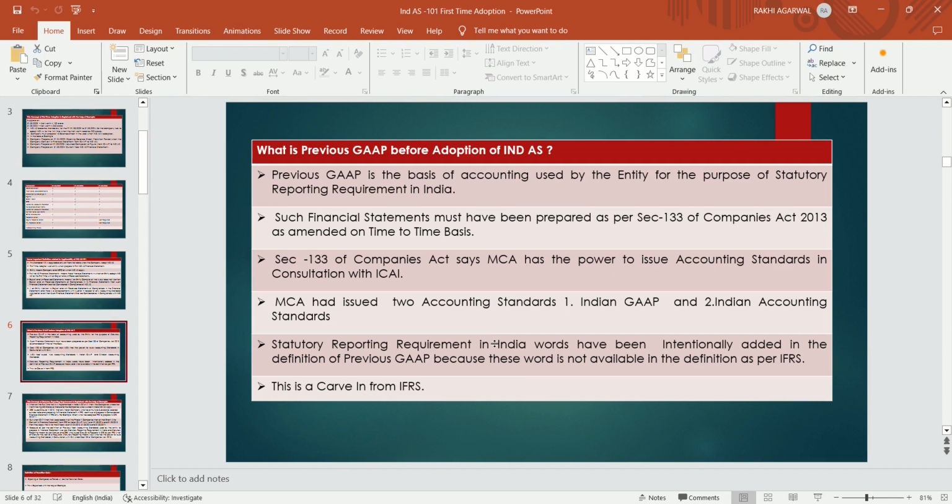So statutory reporting requirement in India means a statute which has the power to issue accounting standards in consultation with ICAI. Who are they? They are the MCA, Ministry of Corporate Affairs, which has the power to issue accounting standards.